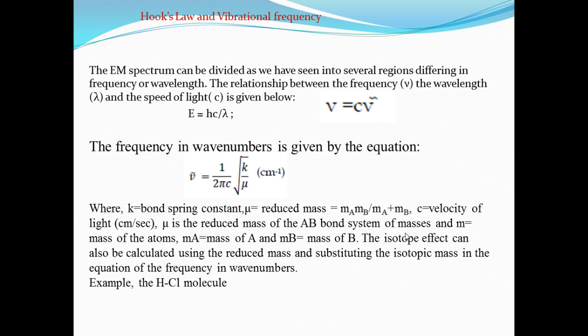The isotope effect can also be calculated using the reduced mass and substituting the isotopic mass in the equation of the frequency in wave numbers. For example, for the HCl molecule, how can we calculate mu? Mu is equal to the mass of hydrogen times the mass of chlorine divided by the mass of hydrogen plus the mass of chlorine.